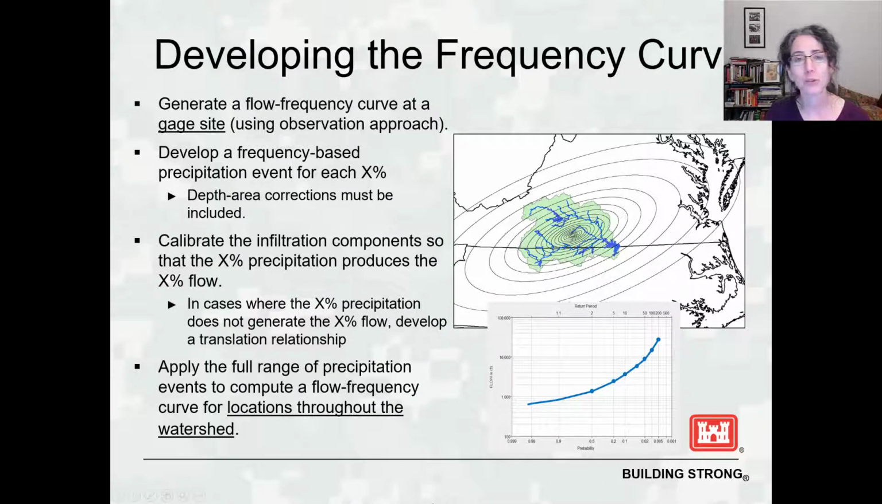If there aren't any gauge sites within the watershed, we skip the first and the third steps. We start by developing the frequency-based precipitation events for each of the different exceedance probabilities that we need. Then for our watershed, which has at least maybe been calibrated for some local events, we apply that precipitation to the watershed and compute flow at all the points that we need, and have computed a flow that goes with each of those exceedance probabilities. In that case, we're assuming that an X% exceedance flow is produced by the X% exceedance precipitation. So the 1% precipitation gives the 1% flow.